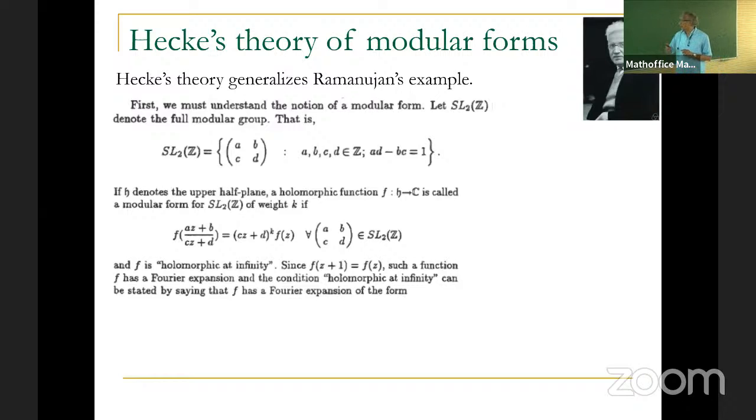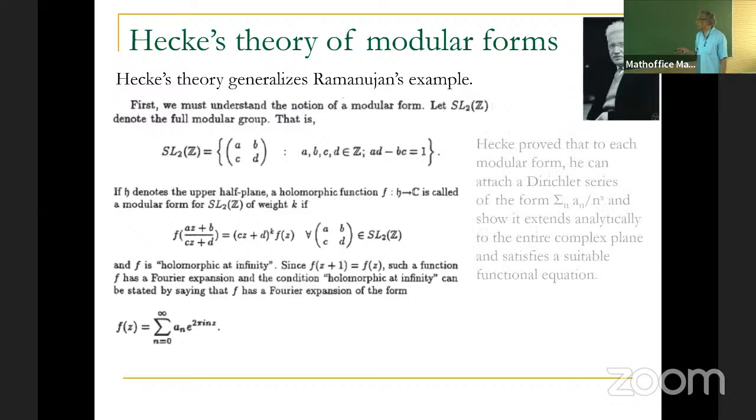And so functions transforming according to these transformations in this fashion, f of (az plus b)/(cz plus d) equals (cz plus d) to the k times f of z. These are called modular forms of weight k. And the Ramanujan tau function is a case in point, where that infinite product was really a modular form of weight 12. And these things have Fourier expansions.